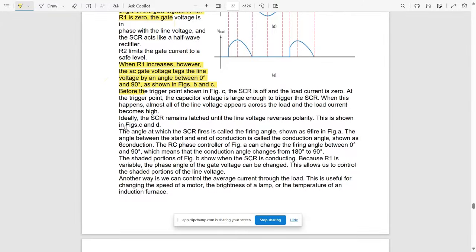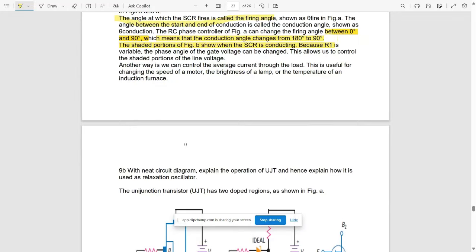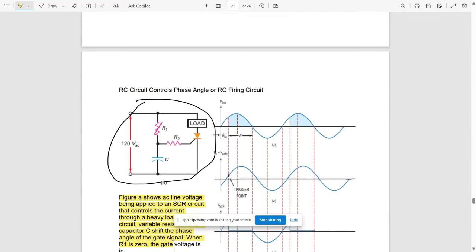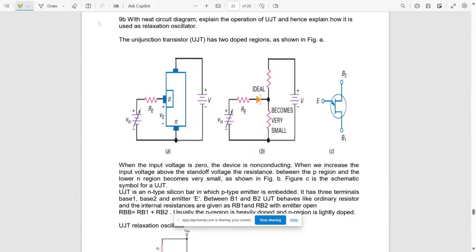And after that, the angle at which the SCR fires is called the firing angle. Mention that. These things you need to mention. The conduction angle you need to mention. Okay. Then yeah, these are the important points that you need to be writing for this RC phase angle circuit or RC firing circuit. Okay.